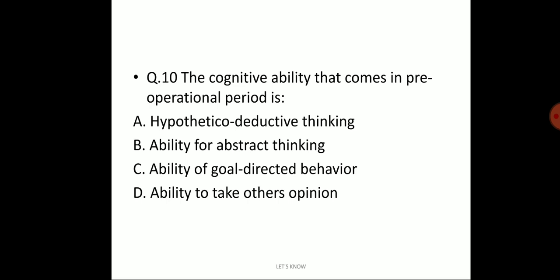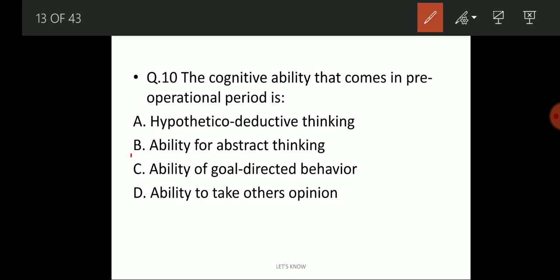Next option is ability to take other opinion. No, this is not correct, because at that particular stage, that is the pre-operational period, kids are egocentric. They cannot take other opinion. So our correct option will be ability of goal directed behavior.